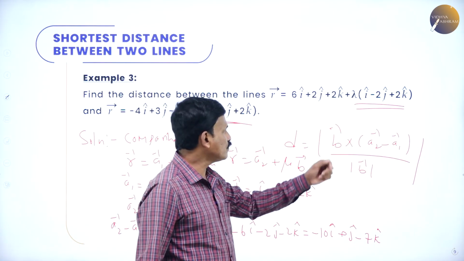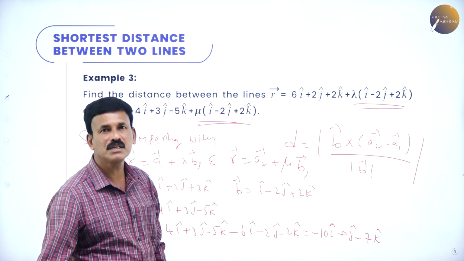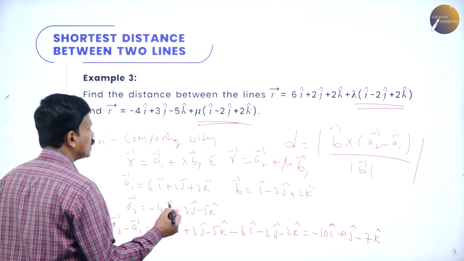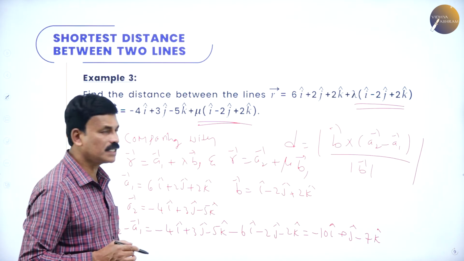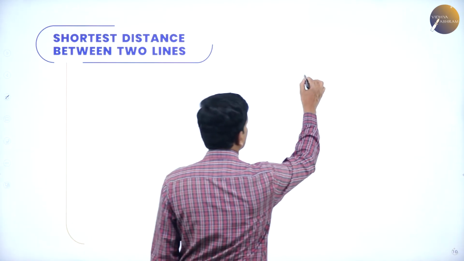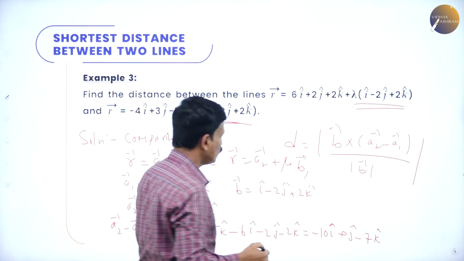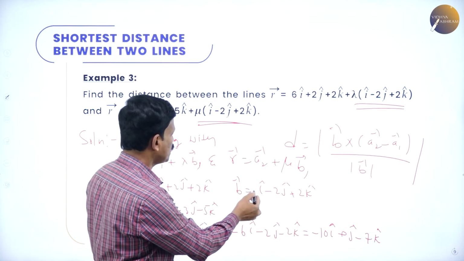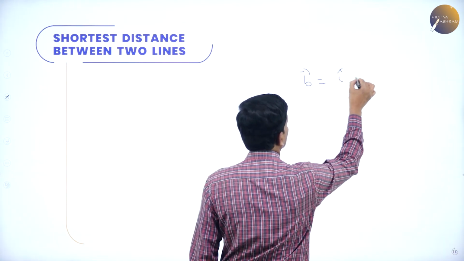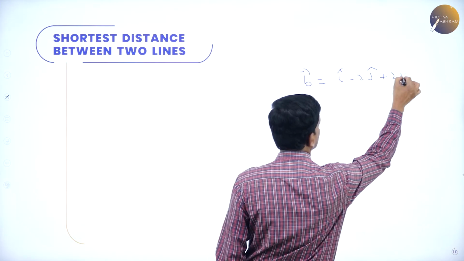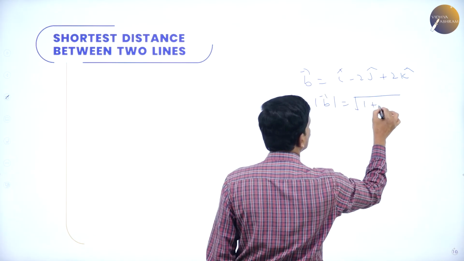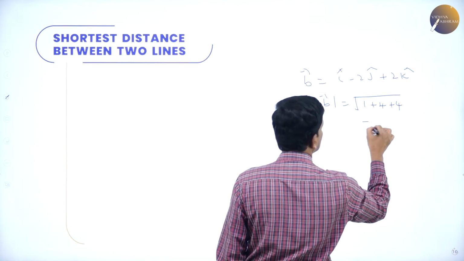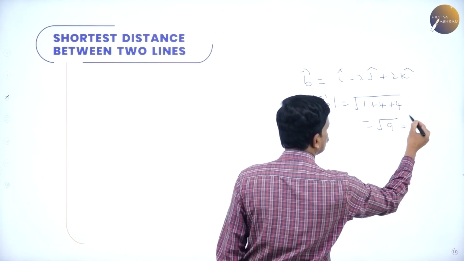Now find the cross product of vector B and A2 minus A1. A2 minus A1 is −10i + j − 7k. And vector B is i − 2j + 2k. Find the length of vector B: it is square root of 1 plus 4 plus 4, which is root 9, equal to 3.